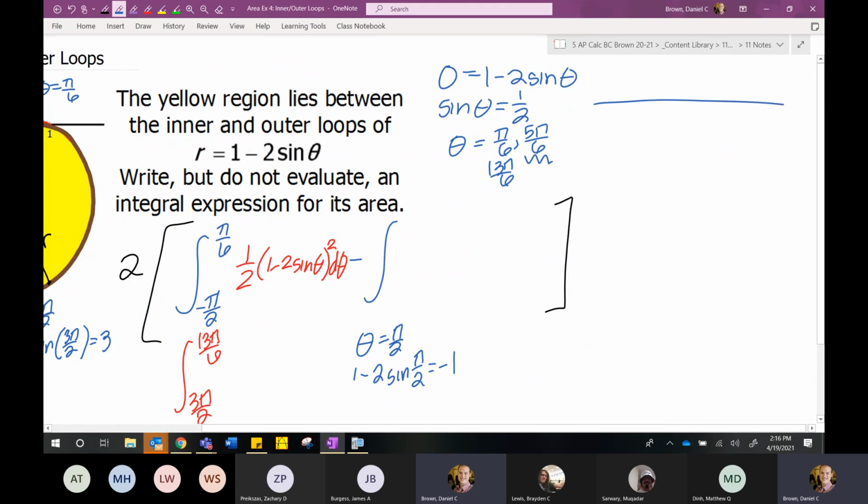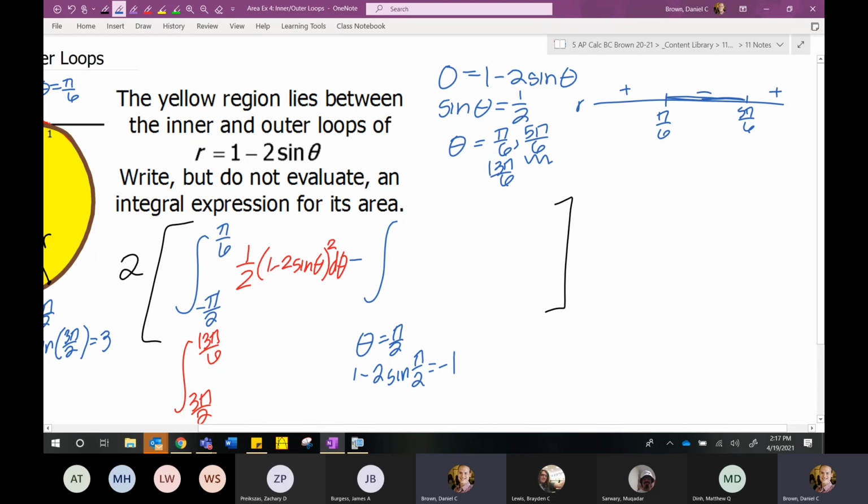If I think about my r value, we saw that at pi over 6, r was equal to 0. At 5 pi over 6, r was equal to 0. We first started off with a positive r. That was like from the negative pi over 2 to pi over 6. What do we think r is going to be between pi over 6 and 5 pi over 6? Negative. There's your inside loop. And then once you get back to 5 pi over 6, you're back on the outside loop. So if I want to deal with the negative r, this is the interval that I'm looking at.